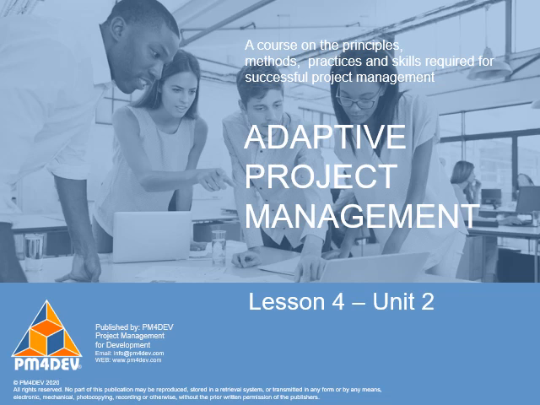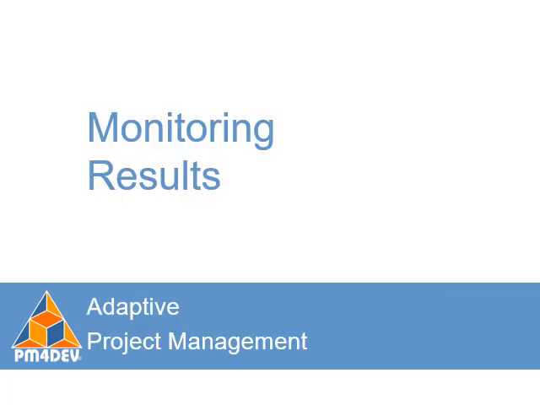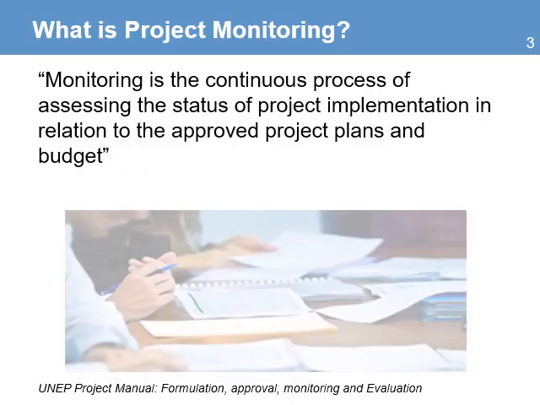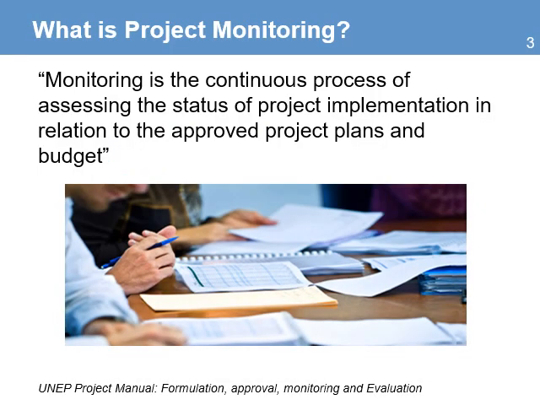Lesson 4, Unit 2. Monitoring results. This is the first step in the monitoring phase, and we begin by first having a clear idea of what the definition of monitoring is. Monitoring is the continuous process of assessing the status of project implementation in relation to the approved project plans and budget. This is the definition that we're going to use in this lesson.